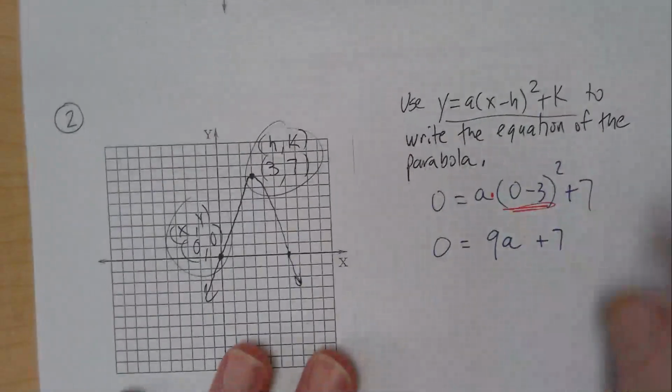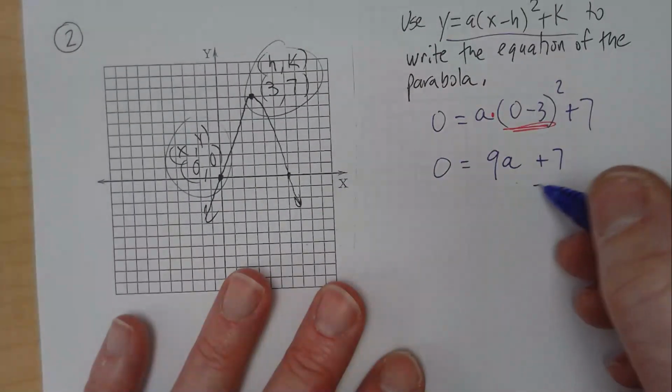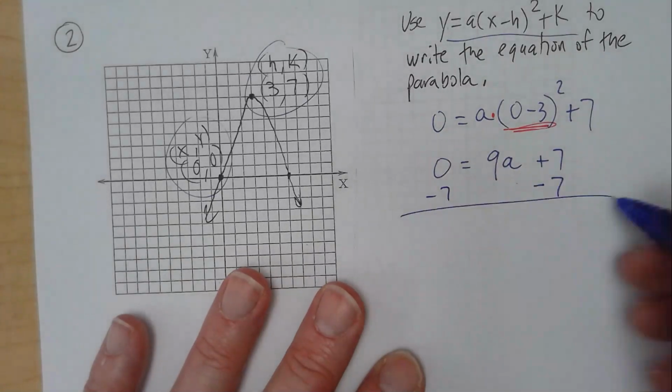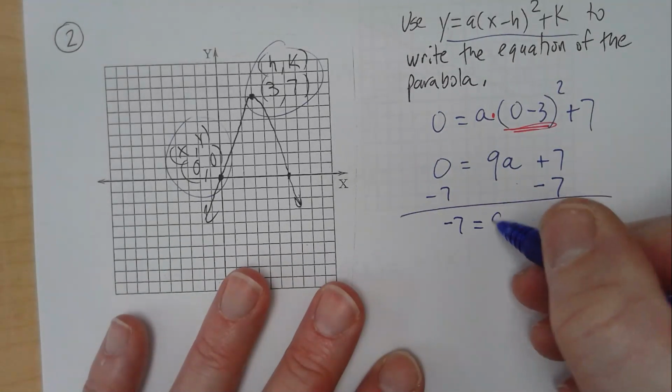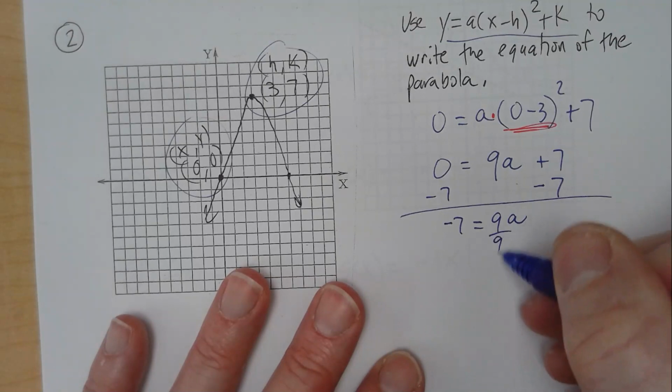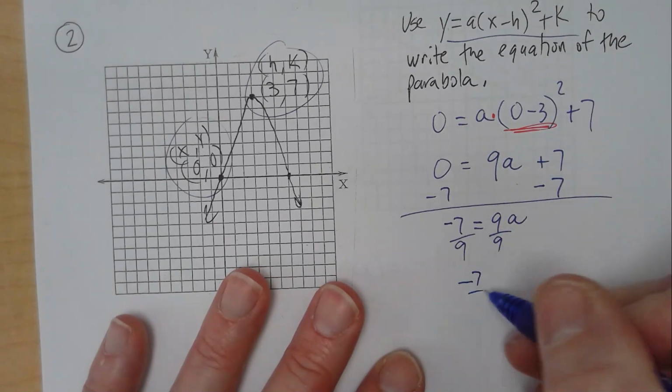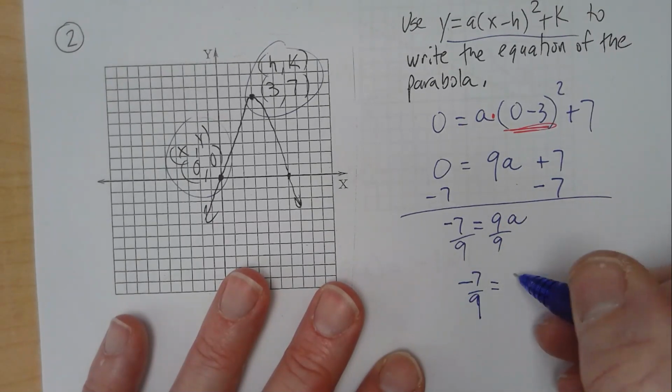Now you have to algebraically solve for a. So we're going to subtract the 7 over, and get -7 is equal to 9 times a. Divide by 9. -7/9 is equal to a.